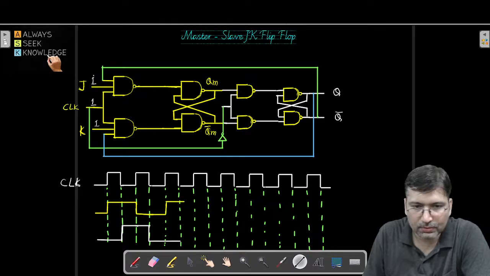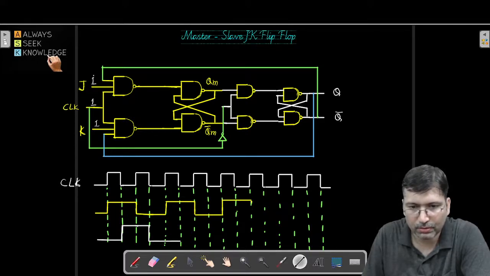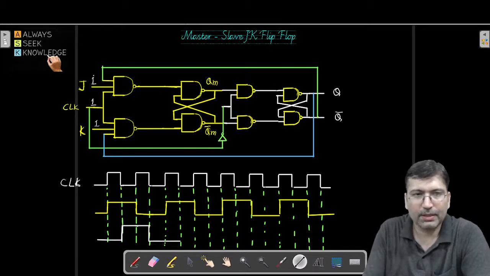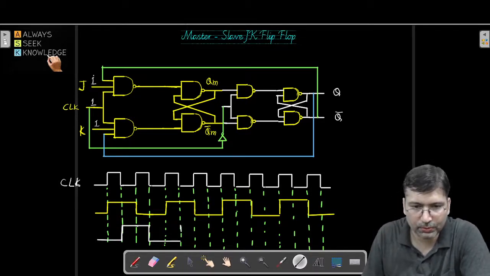So in that manner, this pulse of QM, we can draw it like this. And similarly, we can draw the pulse of Q, which is going like this, and so on. Right? Similarly, this pulse also will keep on going low and high in that manner.